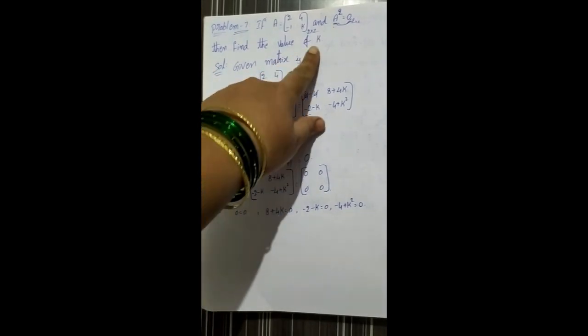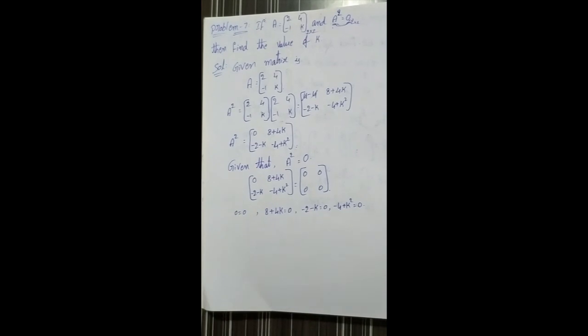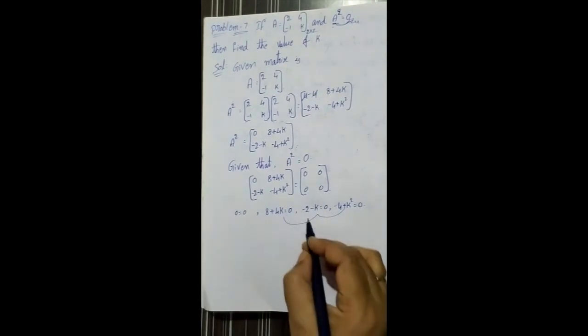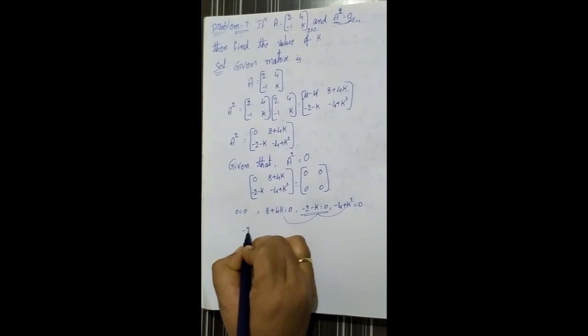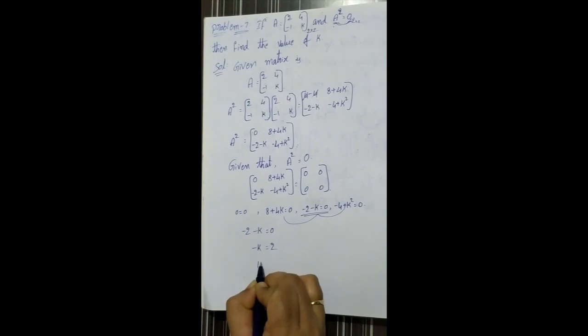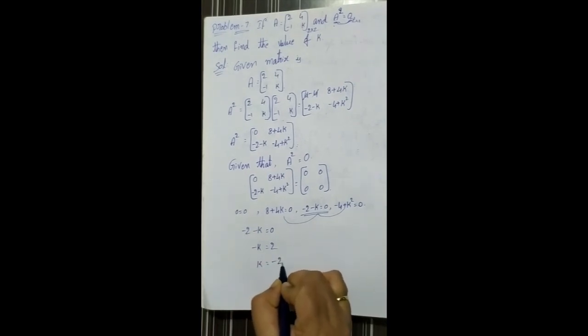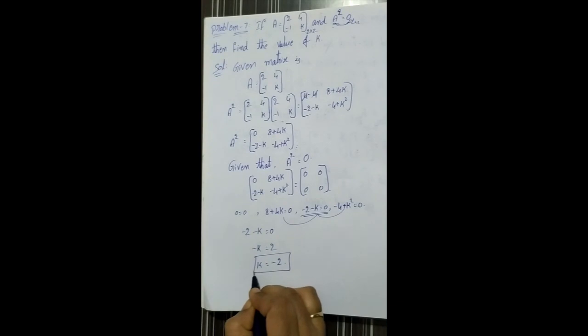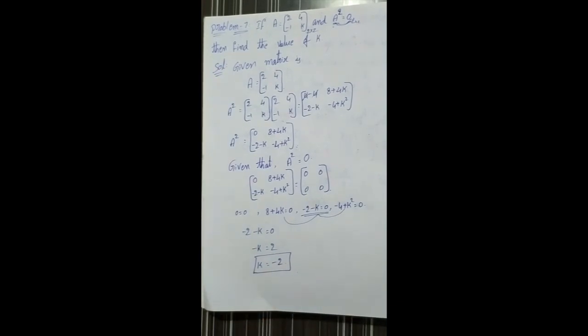But in this problem we have to find the k value. By using these equations we can easily find k. Take any one of the equations. For our convenience we take this equation, minus 2 minus k equal to 0, that is minus k equal to 2, that is k equal to minus 2. This is the value of the unknown k. This is our problem solution.